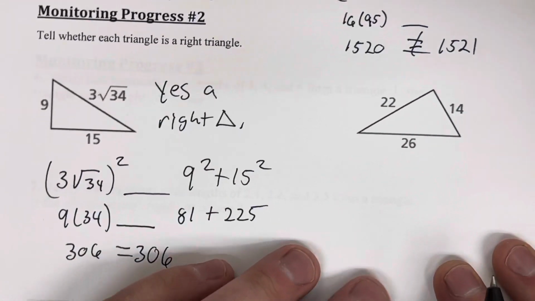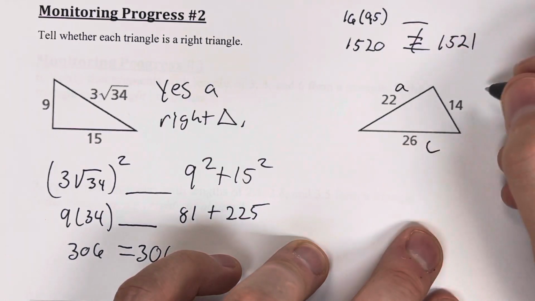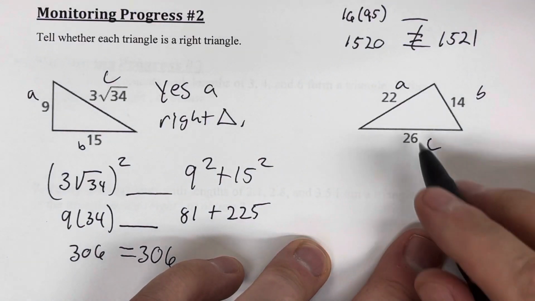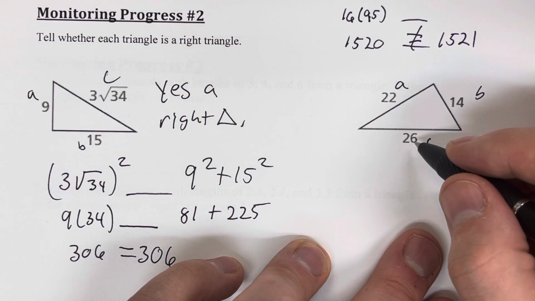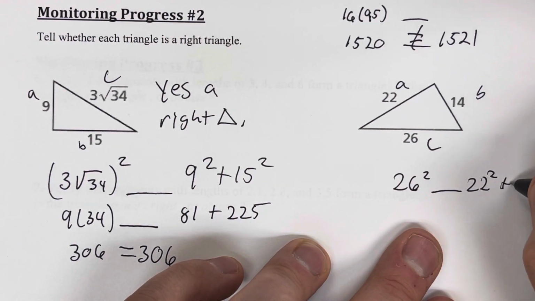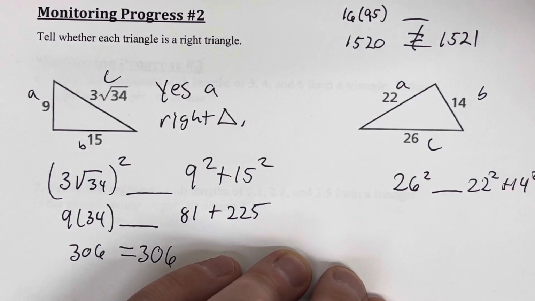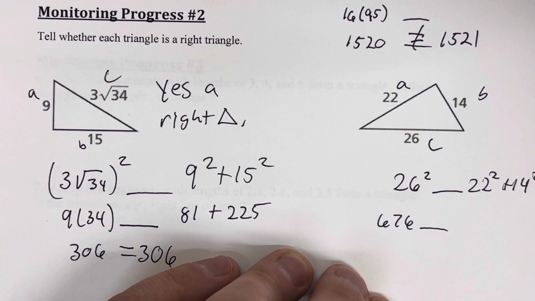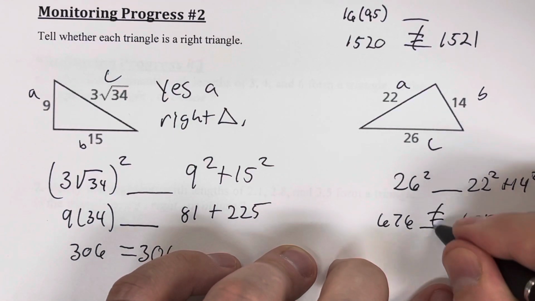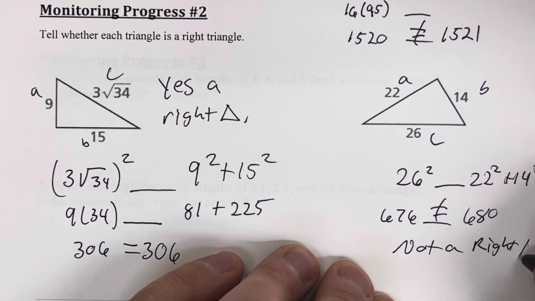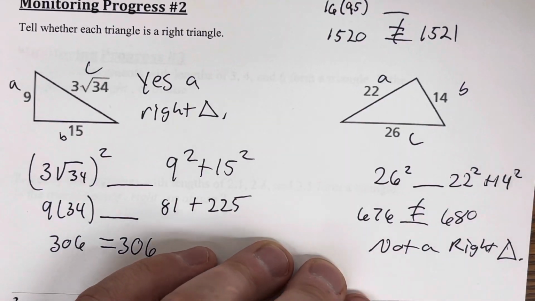And checking the last one, didn't have to do any extra work. I know this has to be C, A, and B. Again, I should have put C, A, and B over here. I didn't do that right away. So C across, it's the longest side, 26 squared. Is that equal to 22 squared plus 14 squared? And 26 squared is 676. 22 squared plus 14 squared is 680. Those are not equal, so not a right triangle. Does not satisfy the Pythagorean theorem.